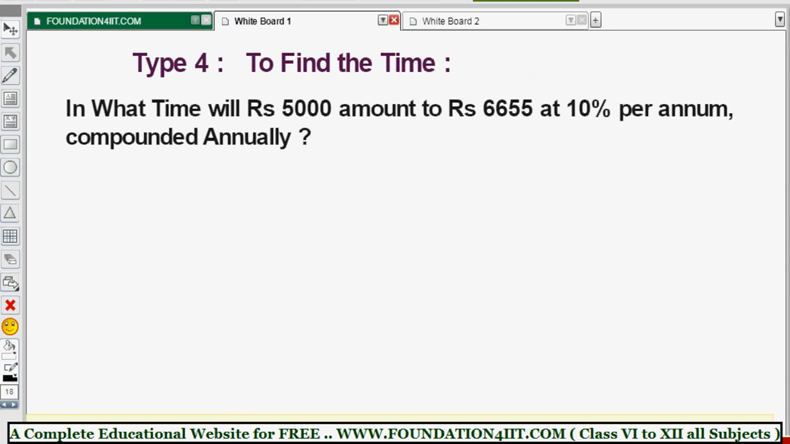Now, here is how to find the time when principal and amount are given.